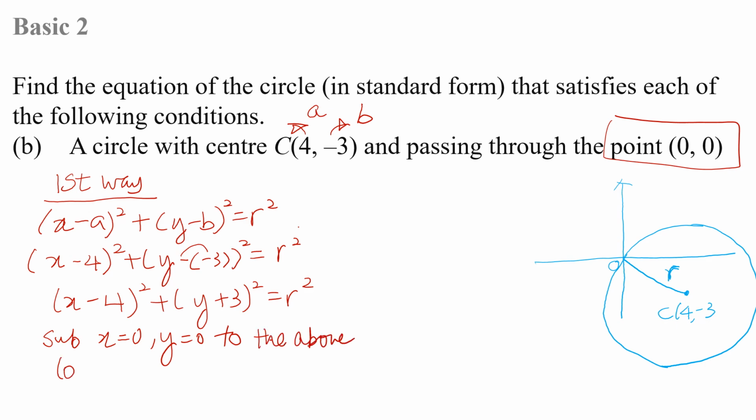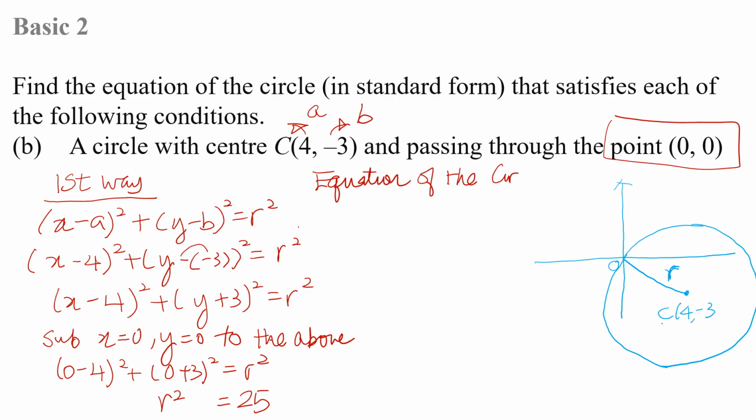So you would have (0 minus 4) squared plus (0 plus 3) squared gives you r squared. If you simplify it, that will be 4 squared, 16, plus 3 squared is 9, 16 plus 9, 25. So in this case here, the equation of the circle will be... Okay, so that is the first way of doing it.